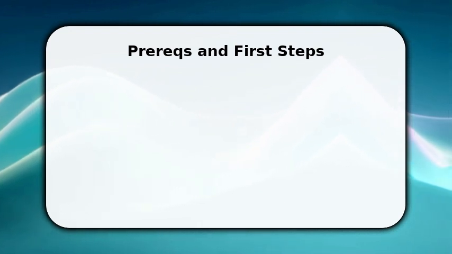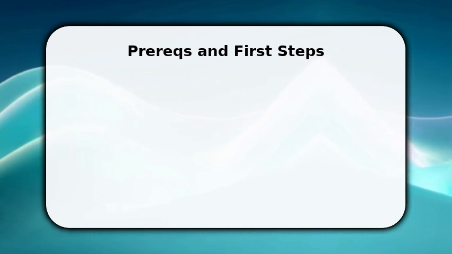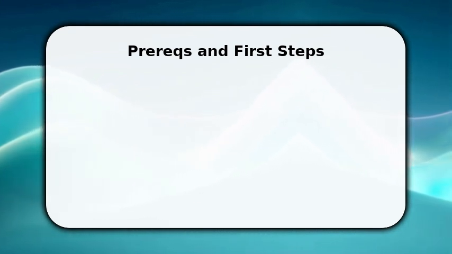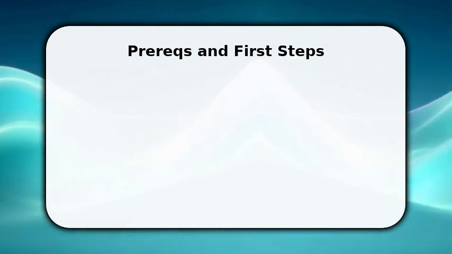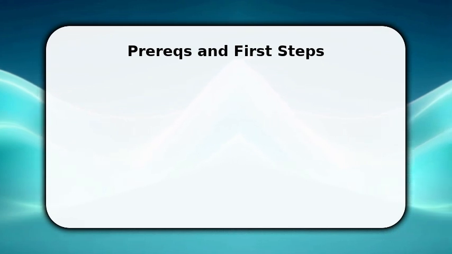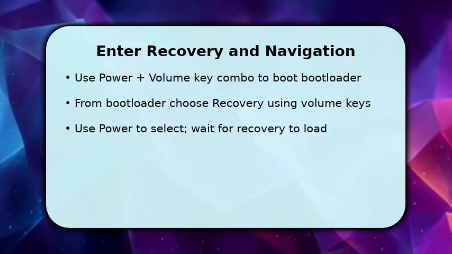If you plan to use ADB, make sure USB debugging is enabled in developer options. Now connect the phone to your PC with a known good cable and prepare to reboot into the bootloader or fastboot as the next step. You'll now reboot into the bootloader.